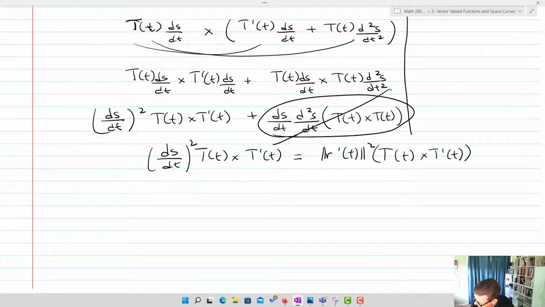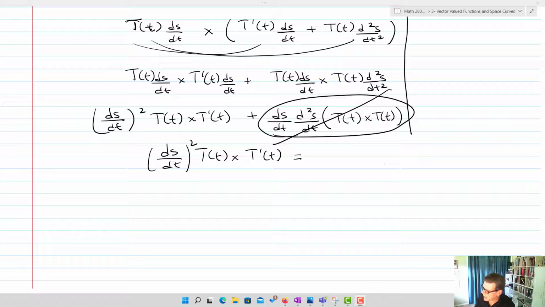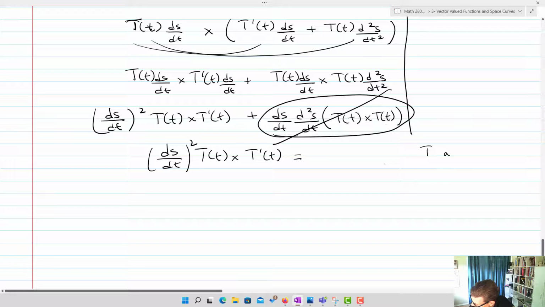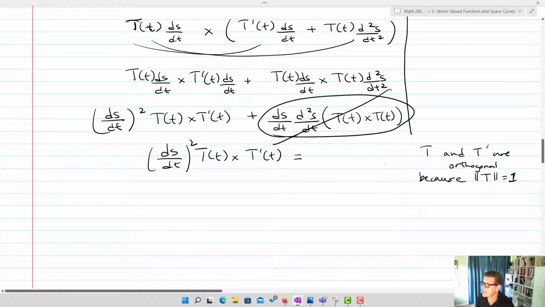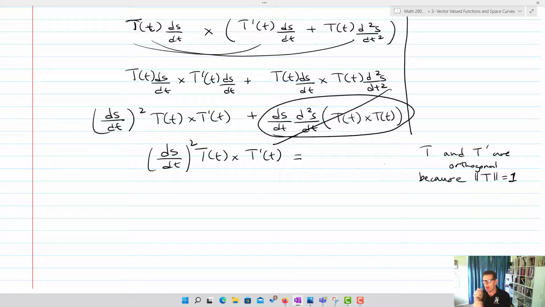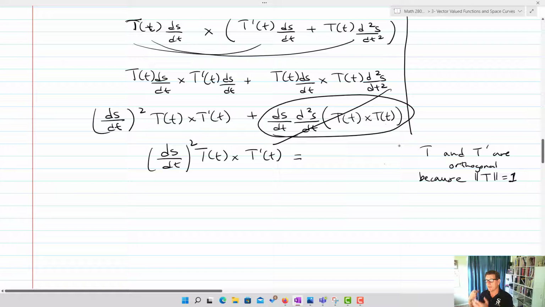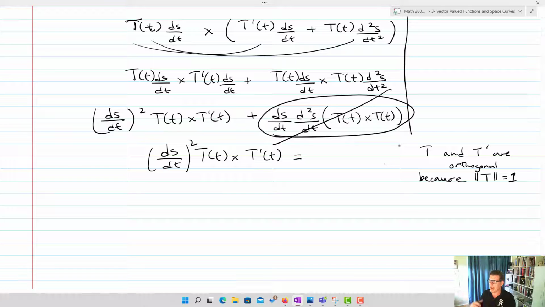And if I rewrite this, we're going to notice some things about this. One is that T and T' are orthogonal vectors. Because, if you remember, the magnitude of T is equal to 1, and so if we dot T with its derivative, we end up with 0, and that implies that the two vectors are in fact orthogonal.